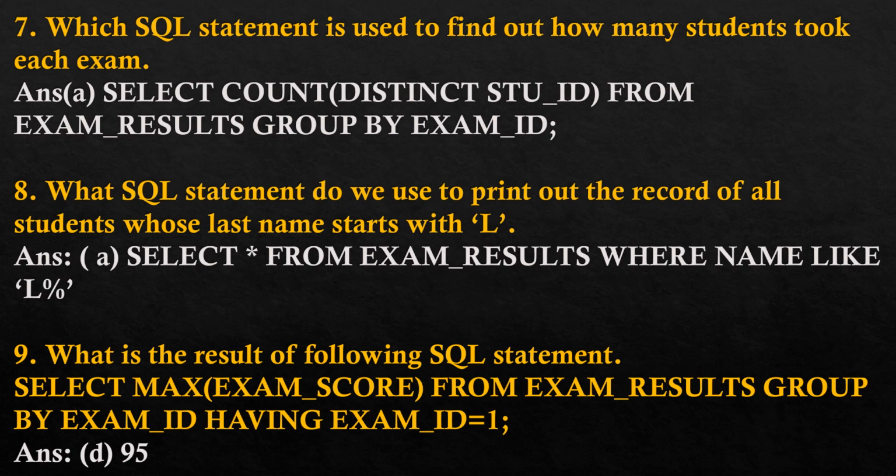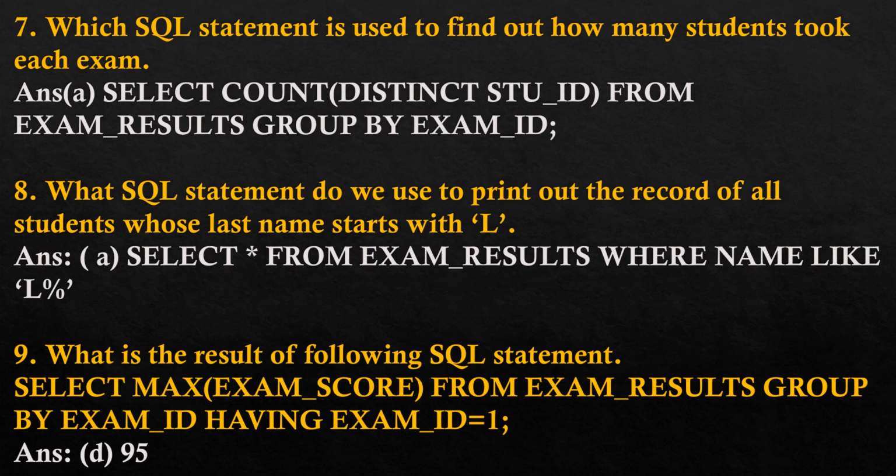Now, what SQL statement do we use to print out the record of all students whose last name starts with L? Now, the answer is option A, that is select star from exam results where name like L%. That is L% means percent will replace 0 or 1 or more characters. So it should start with L and the rest of the characters can be anything. So you can use this one. So this is the correct option.